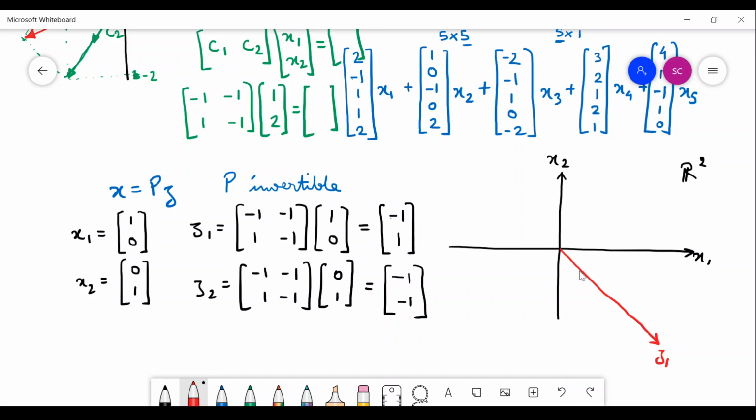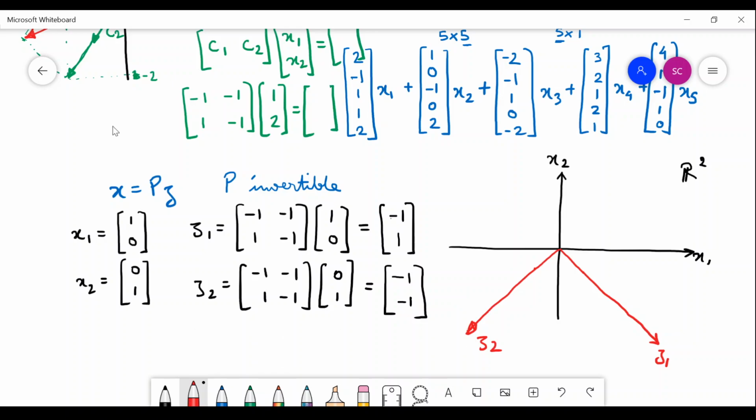So I have simply obtained the direction with this, and it can be scaled. It can go on to any value. So this is the z1 axis. Okay, this is the z1 axis. What is the z2 axis? The z2 axis is minus 1, minus 1, minus 1, minus 1. So like this, z1 and z2.